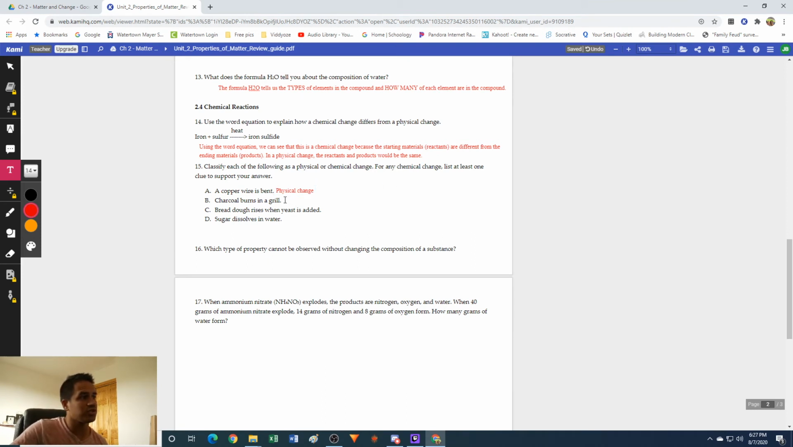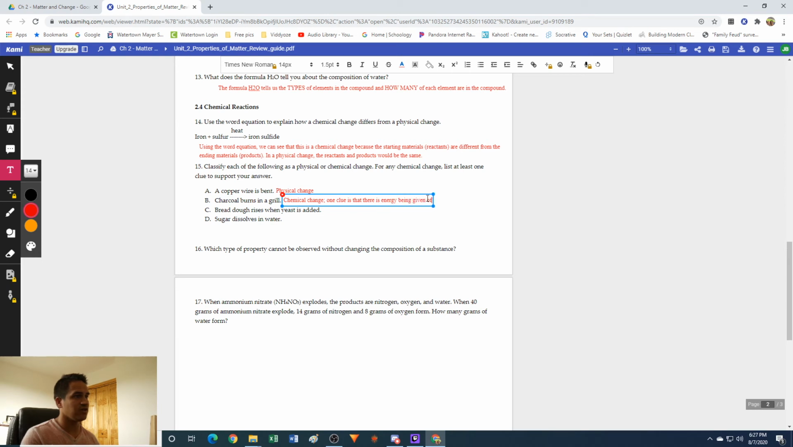Letter B, charcoal burns in a grill. This one is going to be a chemical change, and one clue that we could give to show that it's a chemical change is a transfer of energy. When you burn charcoal, it gives off heat, which means it's releasing energy, and that's one of the key indicators that a chemical change is taking place. So we can say chemical change, one clue is that there is energy being given off in the form of heat.